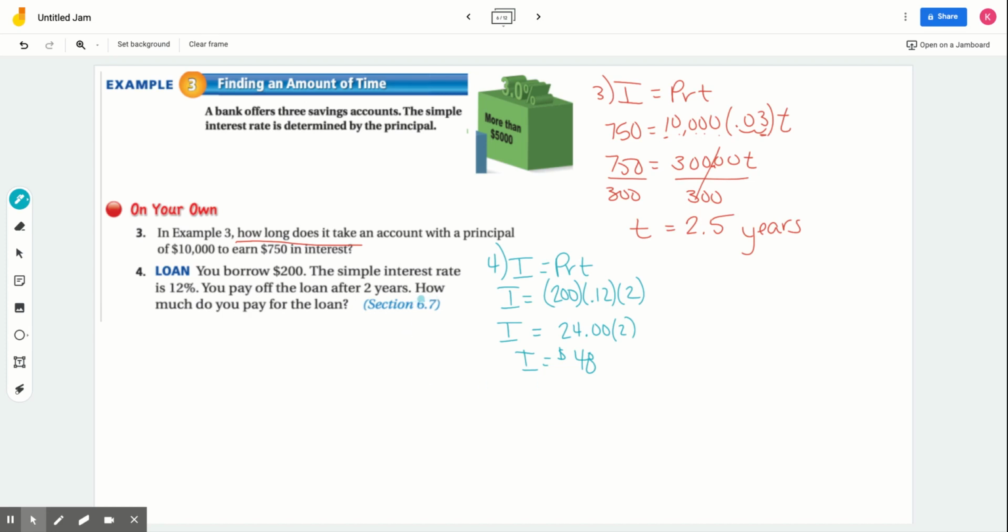If we go back to our question, it's not asking us how much interest. It's saying how much do you pay for the loan? So how much total do you pay? Well, we borrowed 200 and we pay an additional $48 in interest. To find the total we pay for the loan, we can simply add those two items together. So 200 plus 48 is going to tell us that we've paid $248 for this loan.